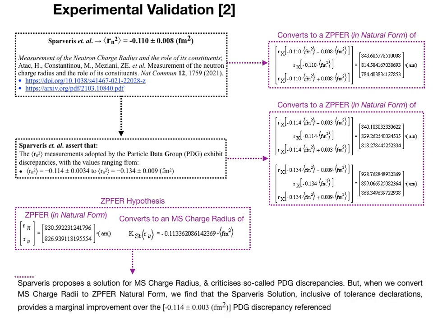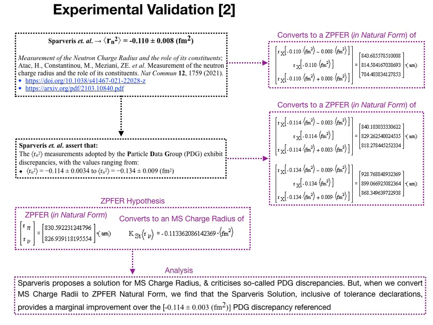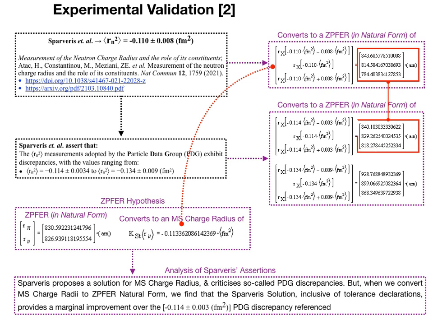However, since the mean squared charge radius of the neutron is a negative quantity according to the standard model of particle physics, we should gather more experimental evidence in order to emphasize our hypothesis. Sparveris proposes a solution for mean squared charge radius, and criticizes so-called particle data group discrepancies.